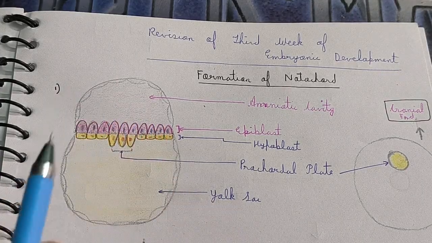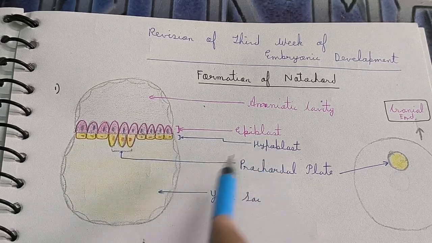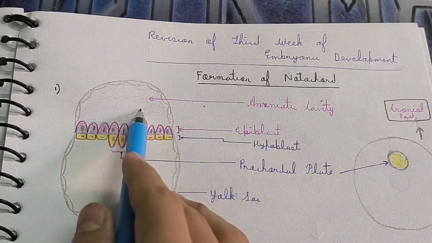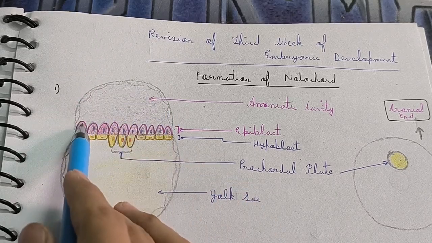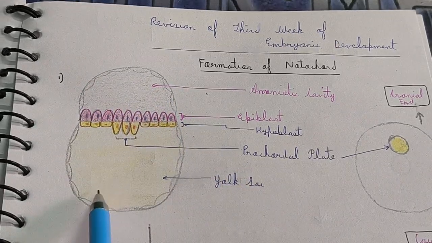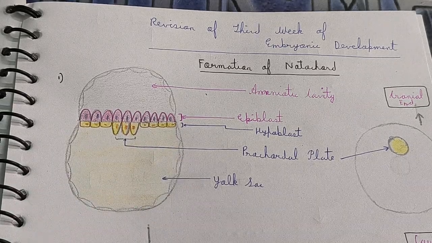Here you see a diagram. This is the bilaminar germ disc, which contains epiblast and hypoblast. This is the amniotic cavity, which is completely lined by the epiblastic cells, and this is the yolk sac, which is completely lined by the hypoblastic cells.